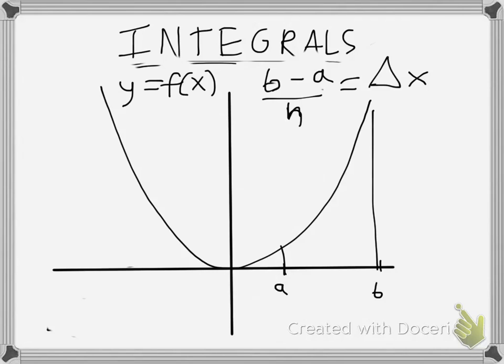And then, there's going to be n rectangles, so there's going to be n minus 1 lines. So this would be x1, this would be x2, all the way to xn. I'm just doing 3 to make it clear that if there's 3 rectangles, you only have to draw 2 lines between A and B to make them. See, I just drew 2 lines, but there's still 3 rectangles, right?